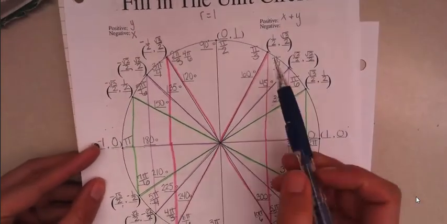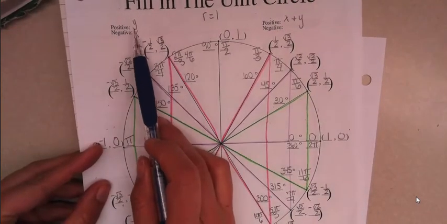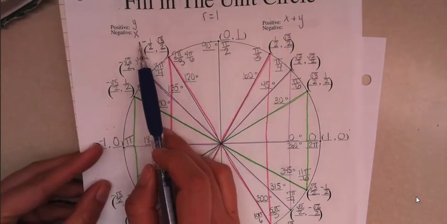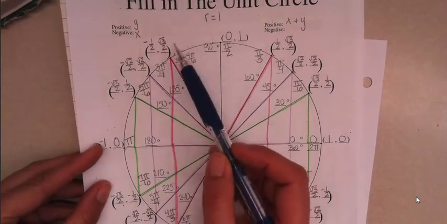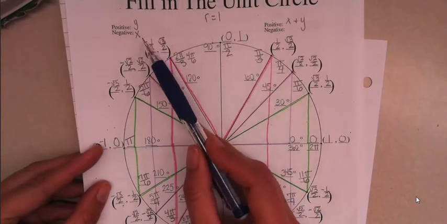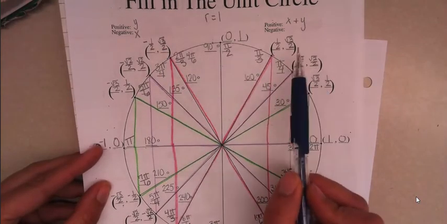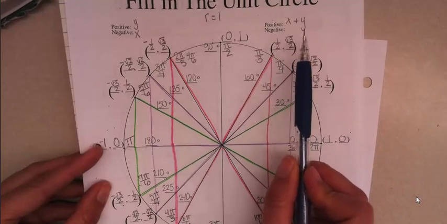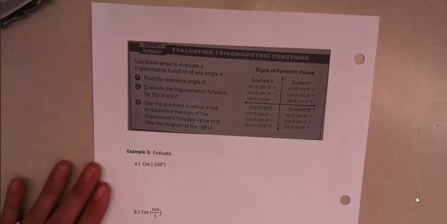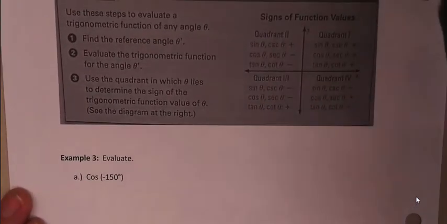Just like we did here, right? So in the first quadrant, x and y are positive. In the second quadrant, y is going to be positive where x isn't. So if I'm thinking about tangent in this quadrant, I know that because these two signs are different, I'm going to end up with a negative. Whereas if I'm thinking about tangent in this quadrant, both signs are the same, so I'm going to end up with a positive. All right, so this example asks you to evaluate.